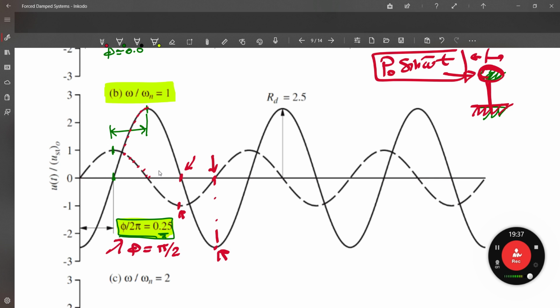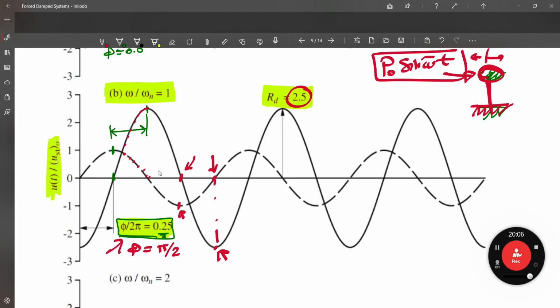Let's go now to the last part, which is, what is the relation between the two? We are always interested in the solid line, the maximum value. Look at the maximum value here, which is the maximum amplitude on the vertical axis, as you can see here. We found that Rd equals 2.5. What is the physical meaning of this Rd equal to 2.5?